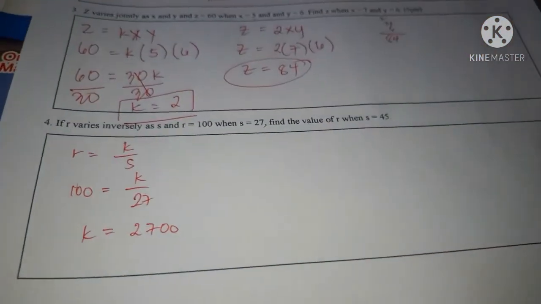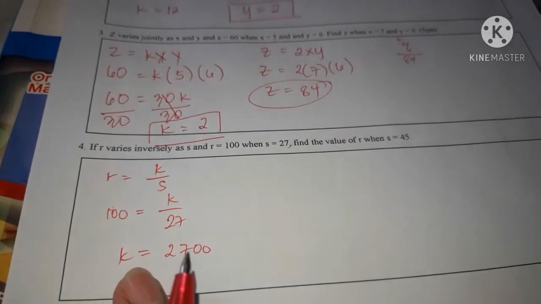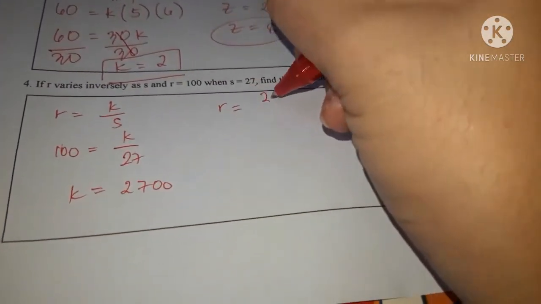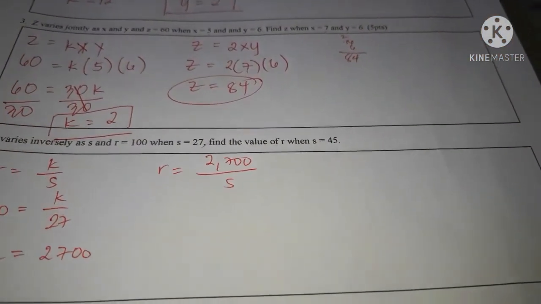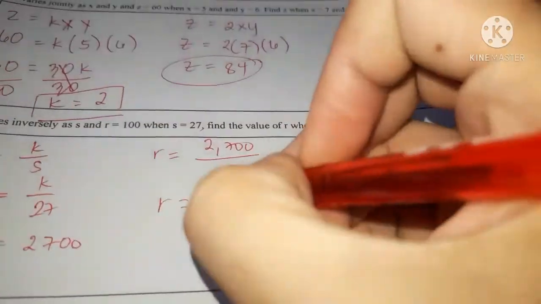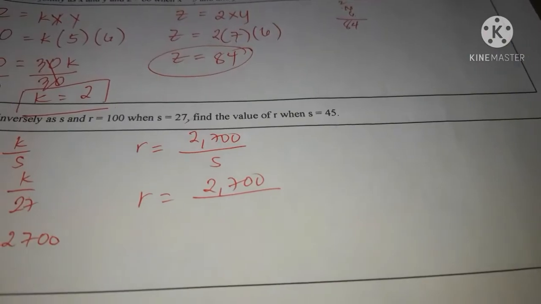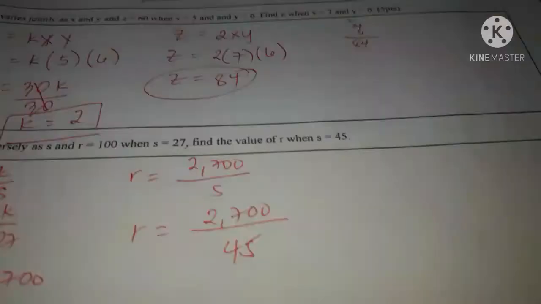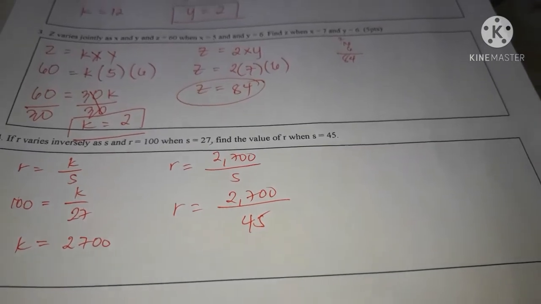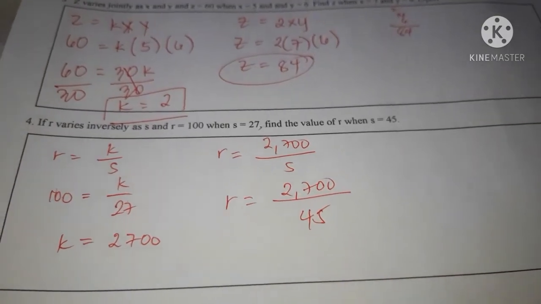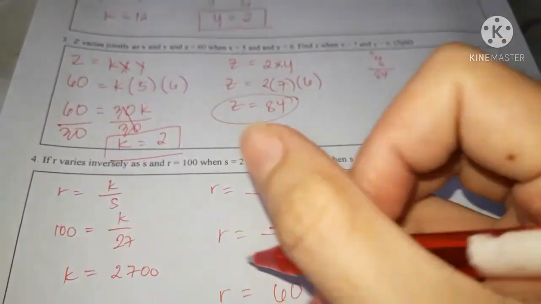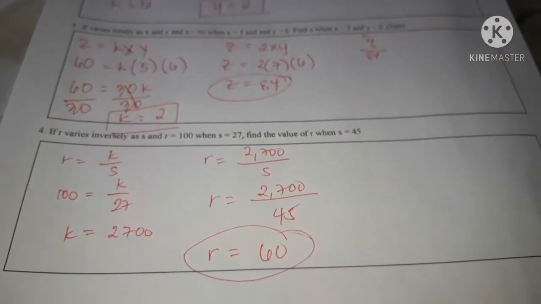So, again, cross multiply. K is equal to 100 times 27. That is 2,700. So, nakuha ta na si K. Substitute ta na R is equal to 2,700 over S. So, find the value of R when S is equal to 45. So, R is equal to 2,700 divided by our S, which is 45. So, what is 2,700 divided by 45? So, using your calculator or computing it manually, you will get R is equal to 60. So, that is the final answer.